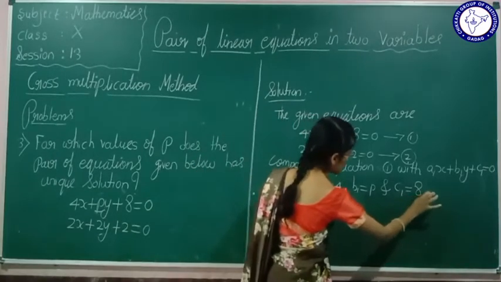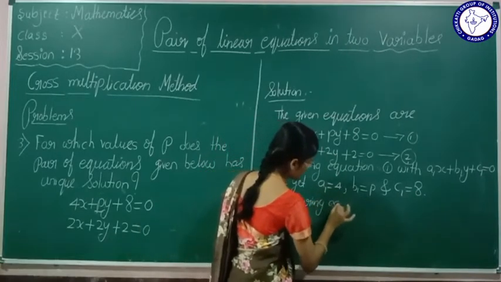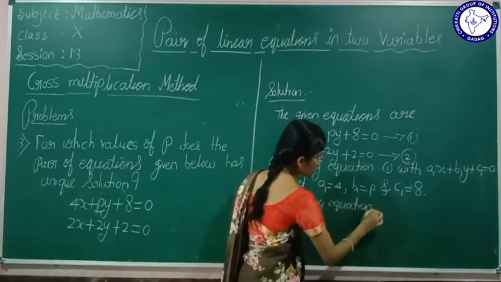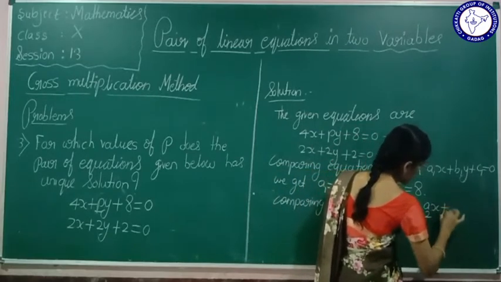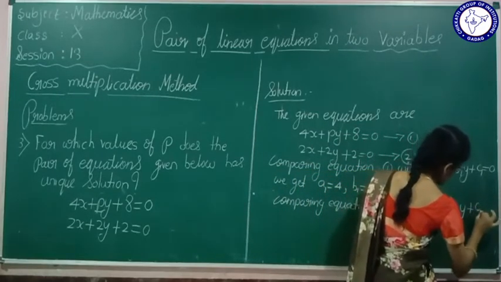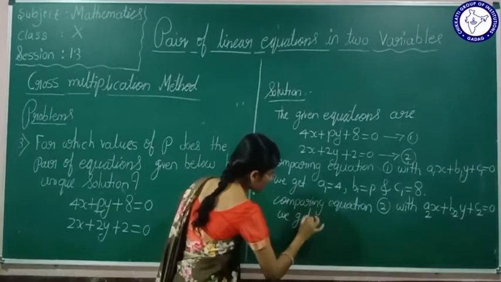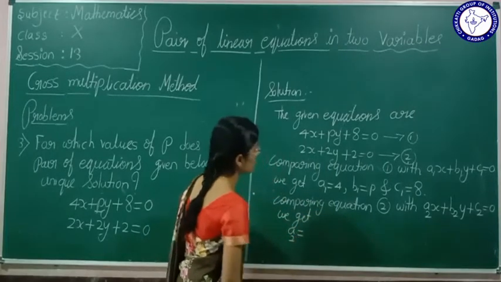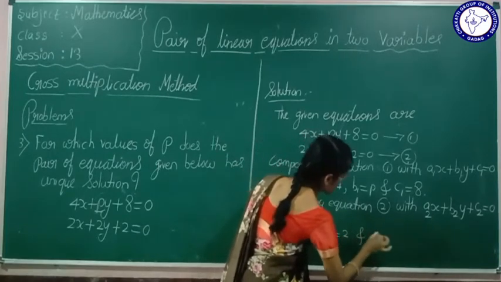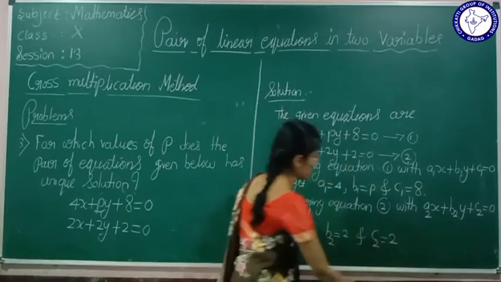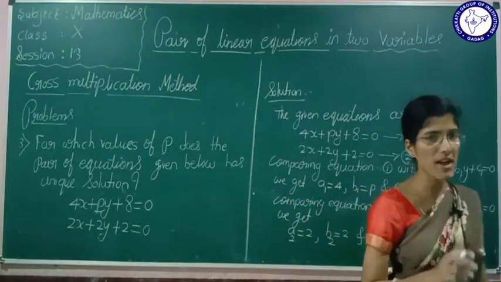Similarly, comparing equation 2 with a2x plus b2y plus c2 is equal to 0, we get, what is a2 students? a2 is 2, b2 is 2 and c2 is 2. Okay.